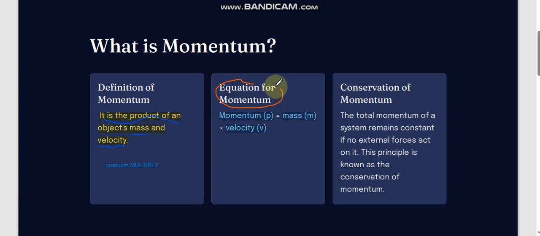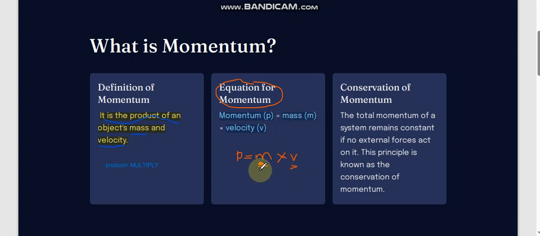What does the equation say? The equation says you take the p, which stands for the momentum, equal to the mass, which is small m, multiplied with what? With your small v, the velocity. Forgive me, guys, for writing this ugly, because I'm using the actual mouse. So momentum is you taking your mass and multiplying with the velocity, and then you get what is called momentum.